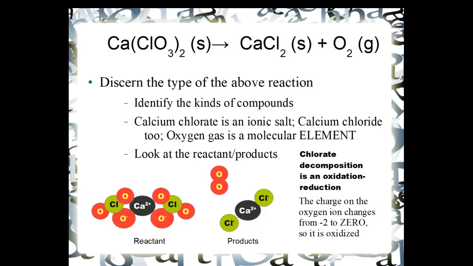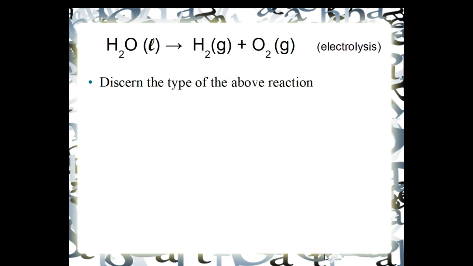Now, that can be sodium chlorate, calcium chlorate, potassium chlorate. All of them decompose in an oxidation reduction that forms oxygen gas. The same thing goes with bromates and iodates when they decompose. Now, let's look at the decomposition of liquid water. Let's see if we can discern the type of the above reaction.